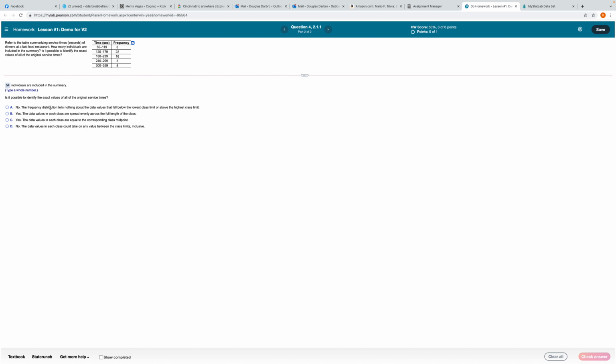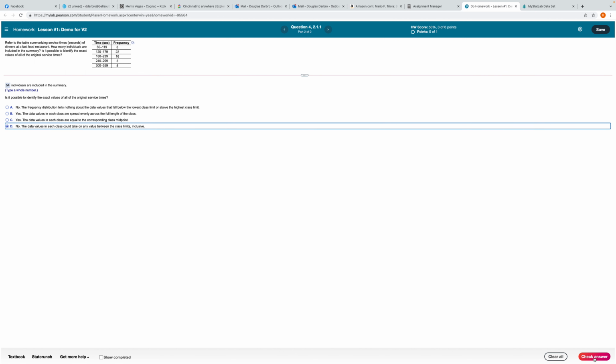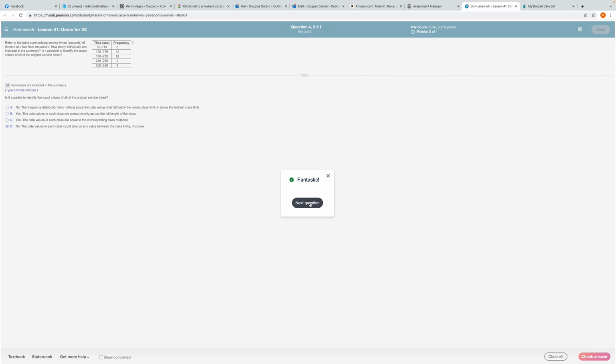So I would say look at the frequency distribution tells nothing about the data beyond the data fall below the lowest class and above the highest class limit. I don't think that's great. No, the data values in each class could take on any value between the class limits inclusively. So clearly D is the response.